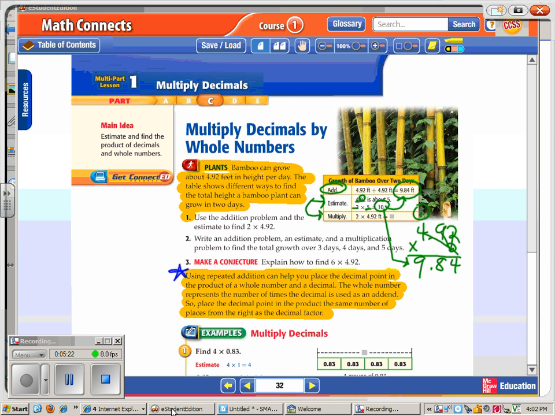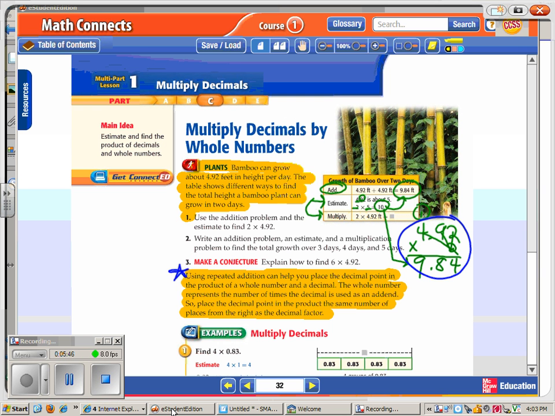I noticed that there's a couple of you that are using lattice. I would really like you to get away from lattice, especially with Course 1, because lattice has no focus on place value. So I would really like you to use standard or even partial products when we multiply, so you really understand what's happening with place value.